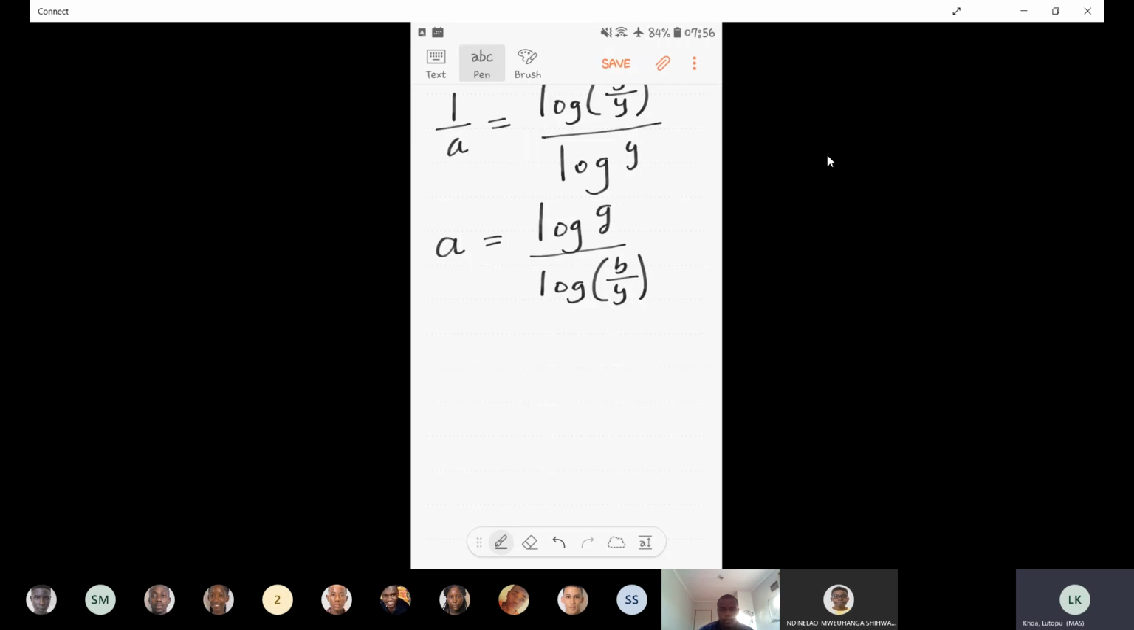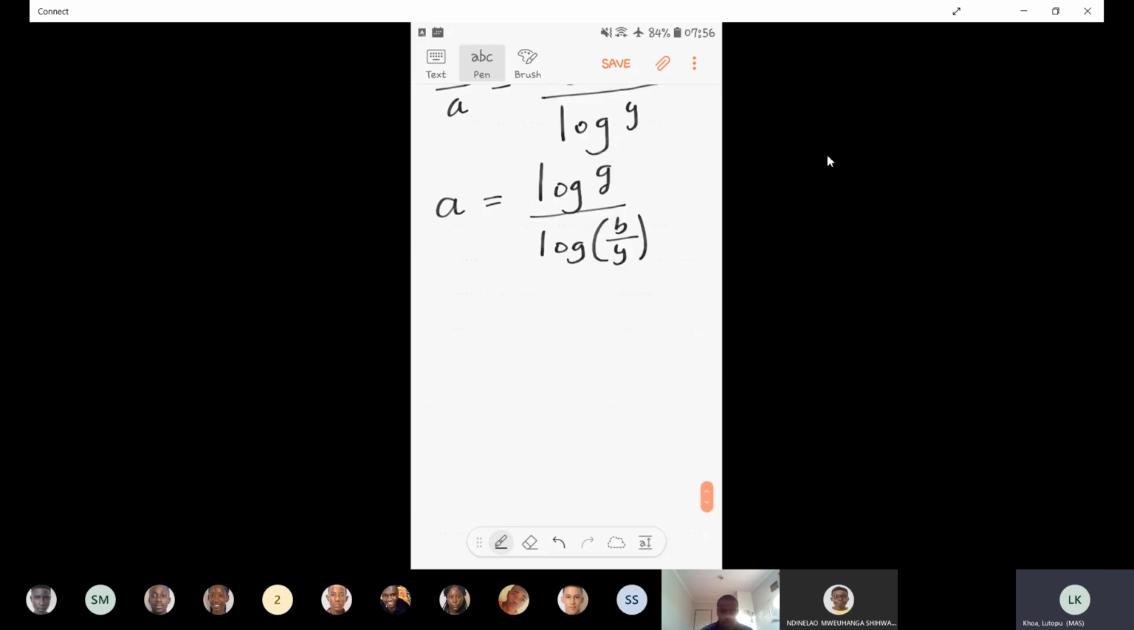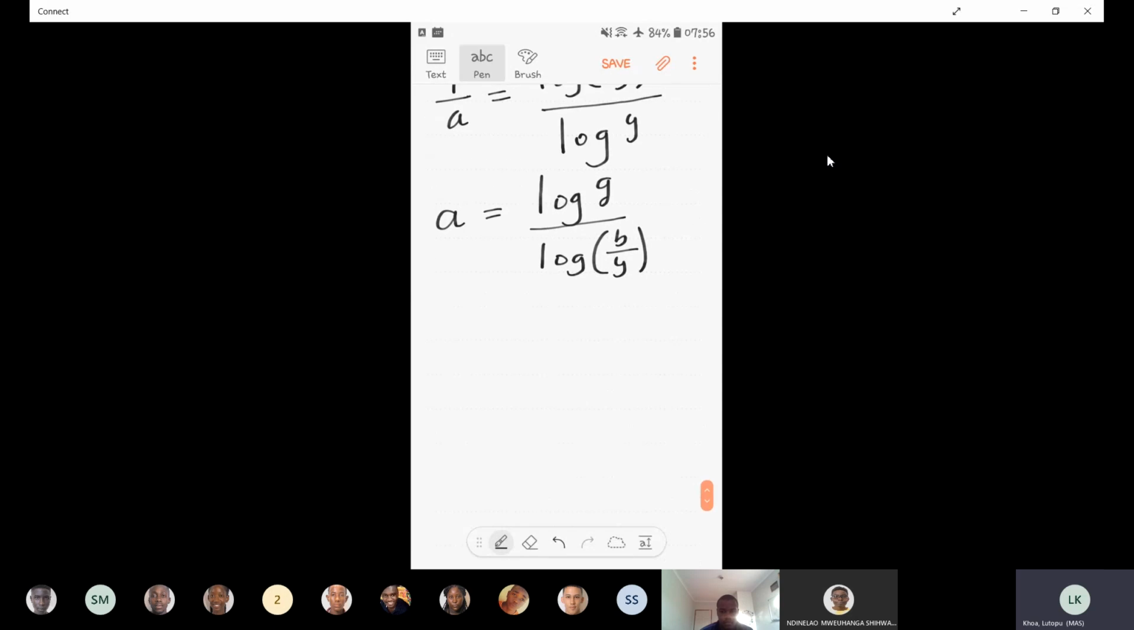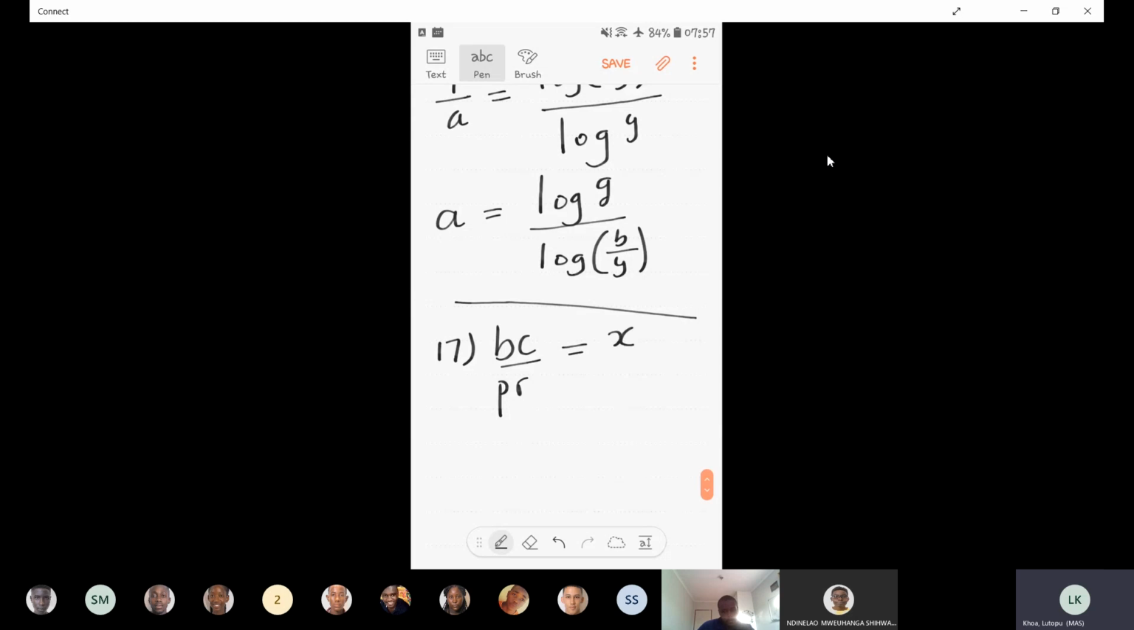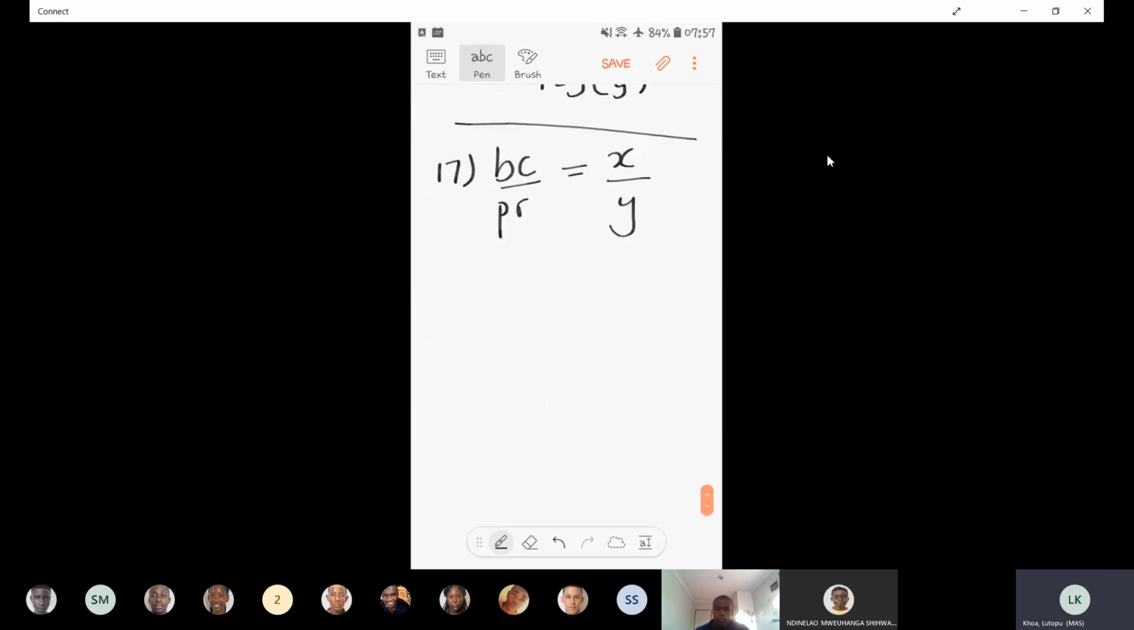Okay, that was number 13. No, that was number 15. Then number 17. Number 17, we have BC over PR. This is equal to X over Y. And then you have to make R the subject of the formula.